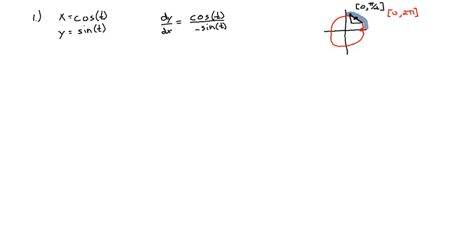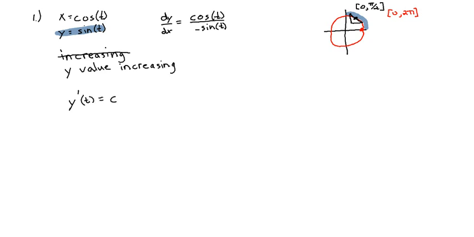So a question asking when is this parametric equation increasing would probably not be something you would see. Instead, a question might be, when is the y value increasing? That would be a question that you'd probably see. Then, if that were the case, you would only find the derivative of y, which would be cosine of t. So y prime of t would be cosine of t.